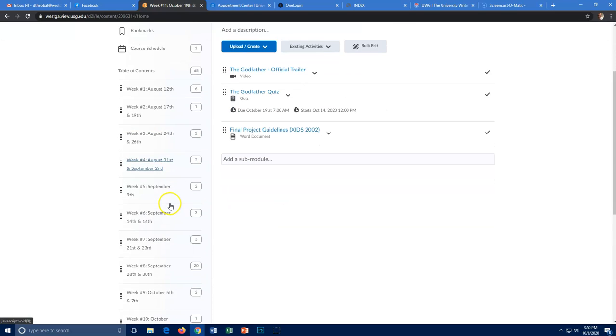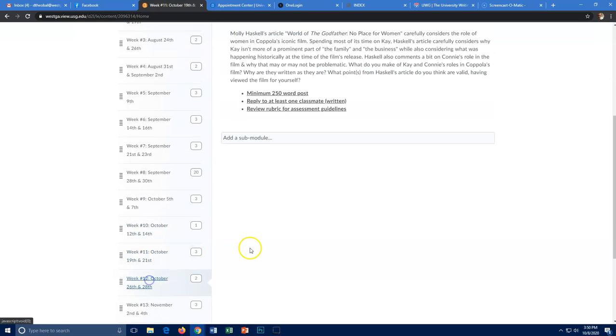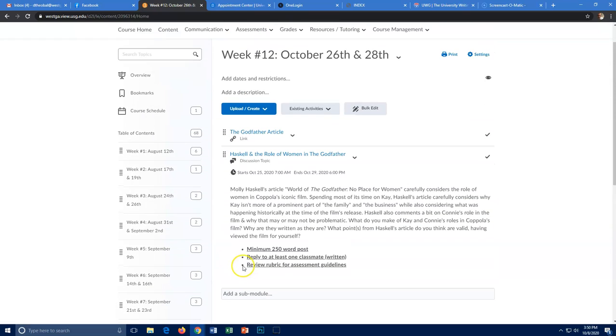And then for week 12, which will be the following week, that's going to be the week of October 26th. We're going to continue our discussion of The Godfather, but we're going to do something a little different. You will have an article to read. It'll be very brief, like the other articles we've had for class. This one's really interesting because it is going to directly tie into the discussion board that you're going to have for that week. And again, you'll see the opening date and the due date here.